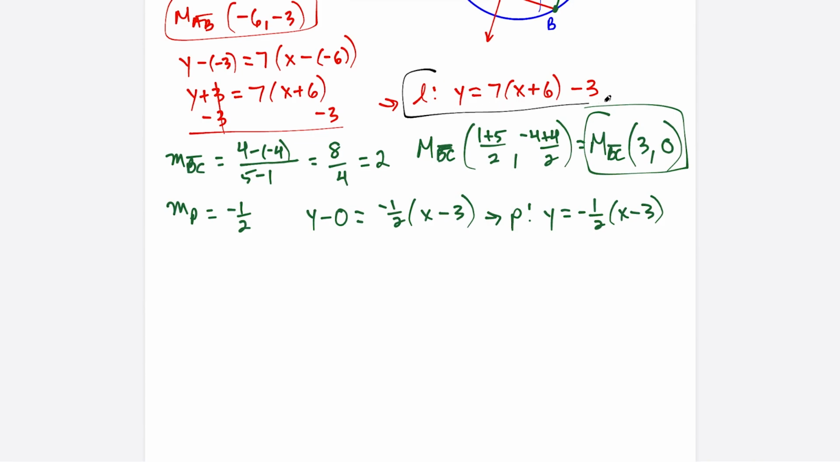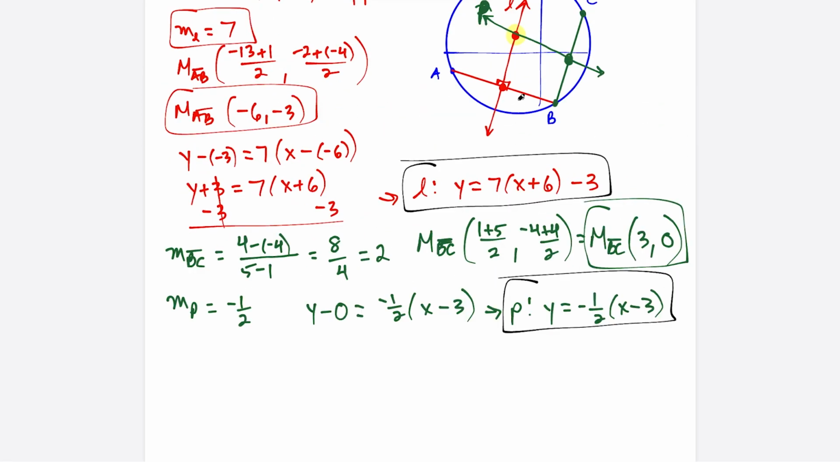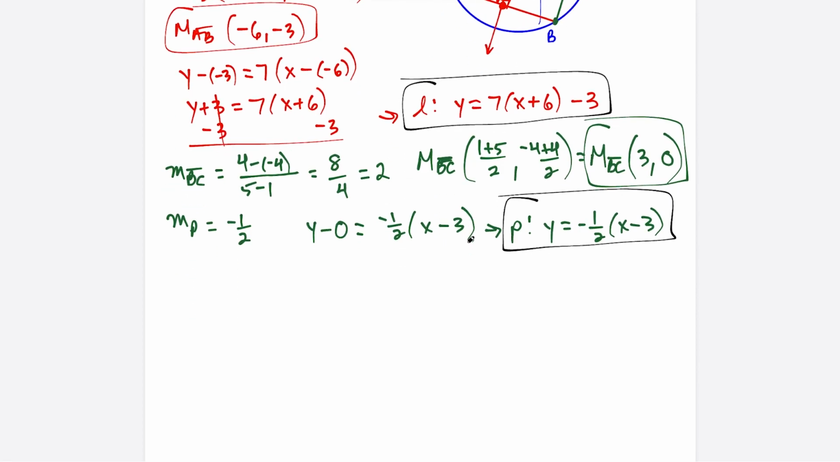We're going to set these two equations equal to each other. We have this y equals equation, and we have this y equals equation. We want to see where these two lines intersect, and they intersect at the center of the circle. So let's set these equations equal to each other. We have 7 times (x plus 6), and then minus 3, is equal to negative 1/2 times (x minus 3). What I want to do here is get rid of this negative 1/2, so I'm just going to multiply this entire equation by 2.